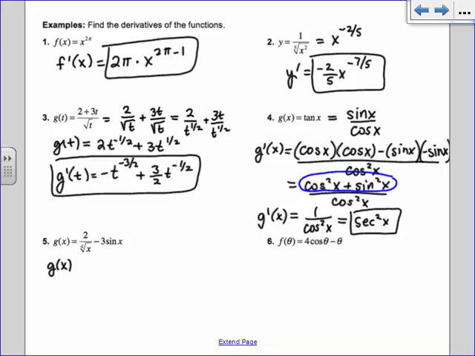All right. So anyway, so I have g of x equals. So I'm going to do 2 over the 4th root of x. So I get 2x to the negative 1/4 minus 3 times sine of x.